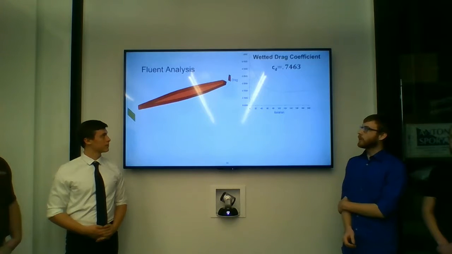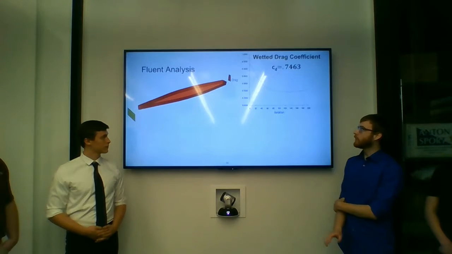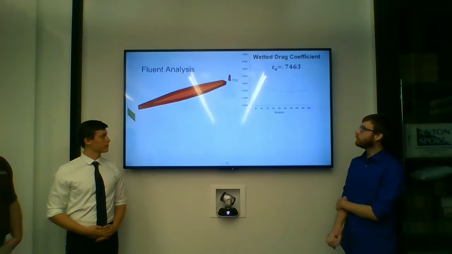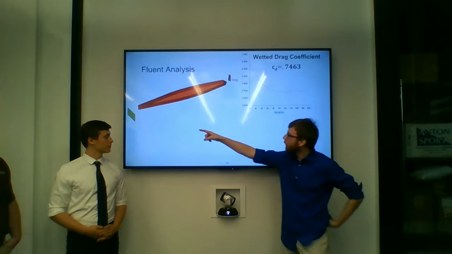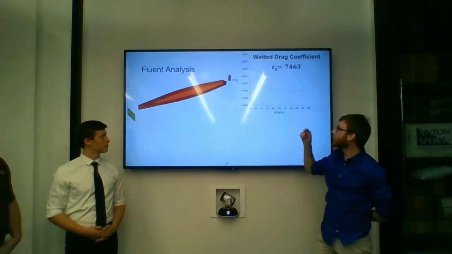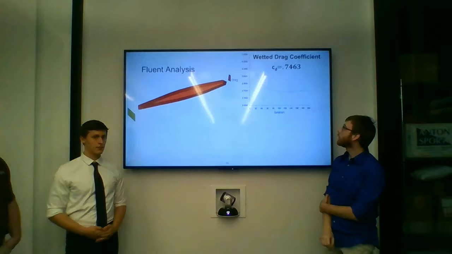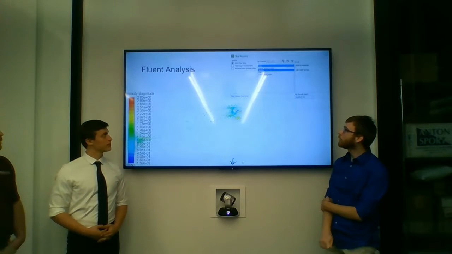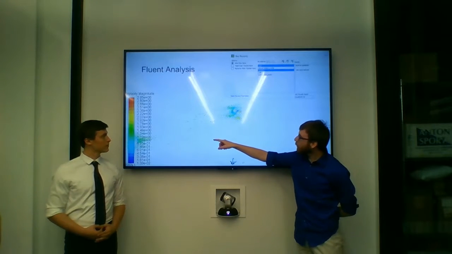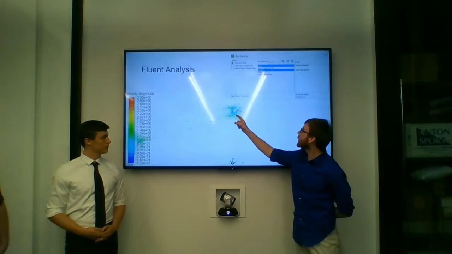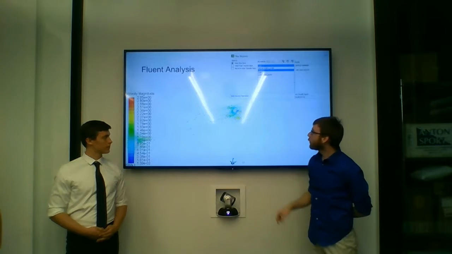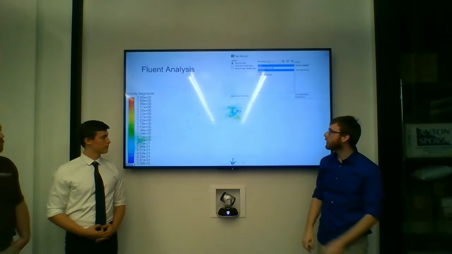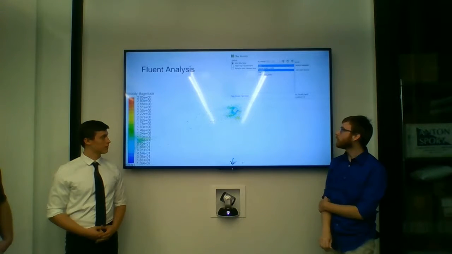This was done by subjecting a wetted profile of the kayak, the surfaces that were below water, to a 3-knot water channel. The water flowed from front to back, and this was the drag coefficient that was calculated with Fluent's solver. Here you can see the water channel vector profile as the water flows from front to back, as I said. Here you can see small vortices forming on the back end of the kayak, and that is what increased our drag coefficient to 0.74.